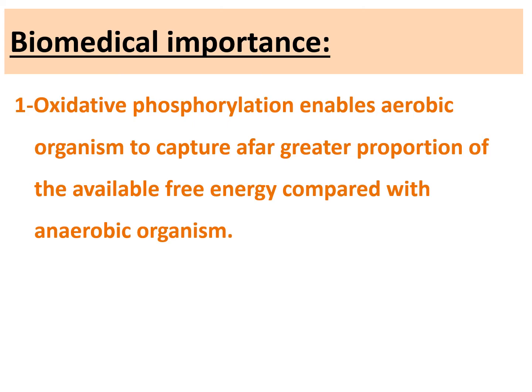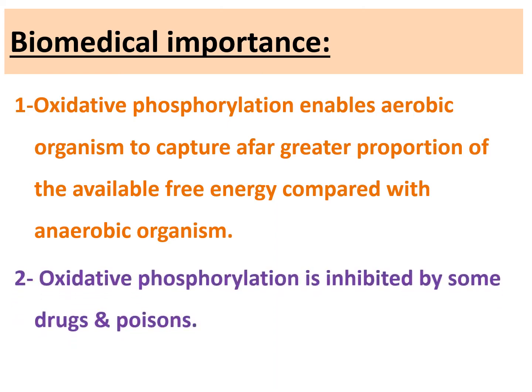The total is 7. Under anaerobic condition, the NADH produced during the reaction of glycolysis is used by lactate dehydrogenase to convert pyruvate into lactate, and therefore it has no role in energy production. Oxidative phosphorylation is inhibited by some drugs and poisons. At the end of this lecture, we will talk in detail about these inhibitors.